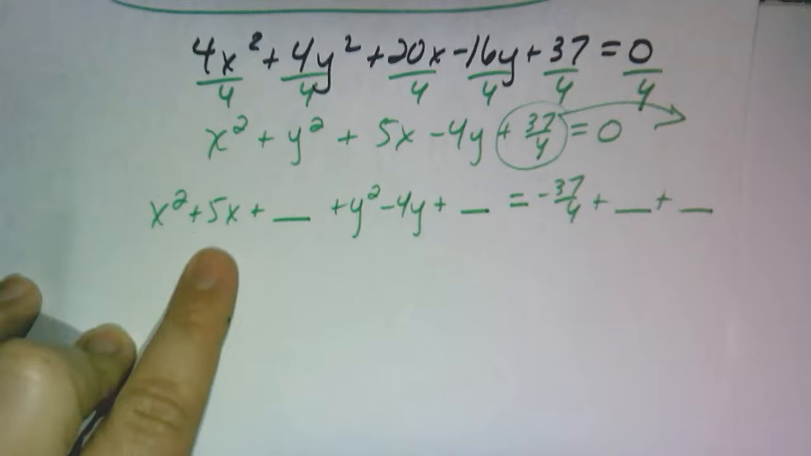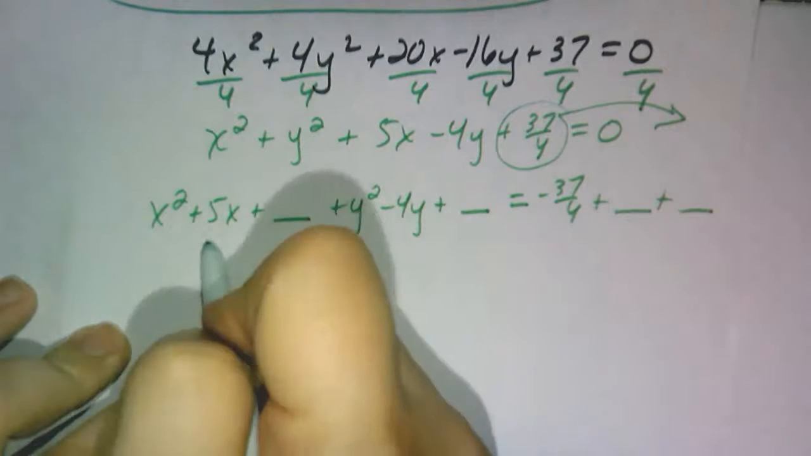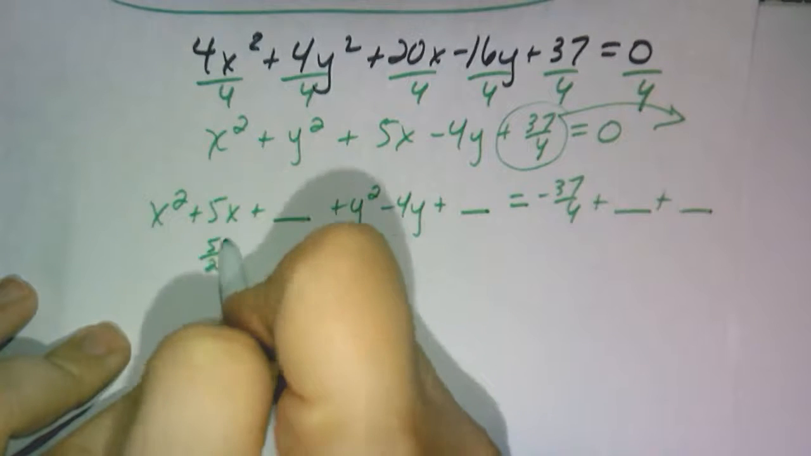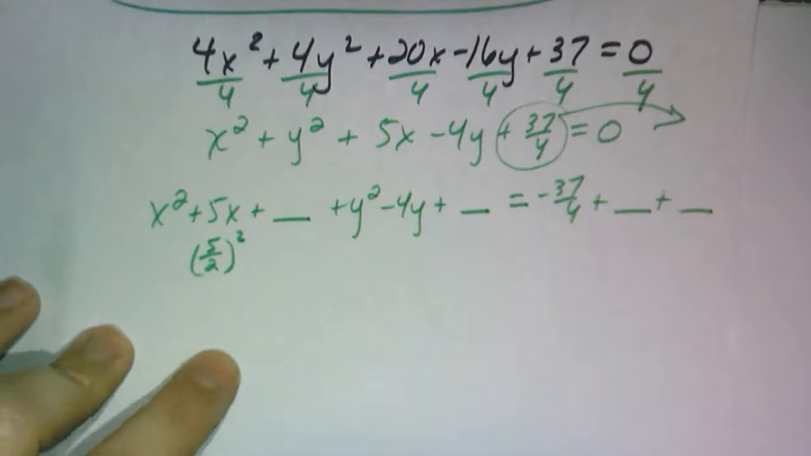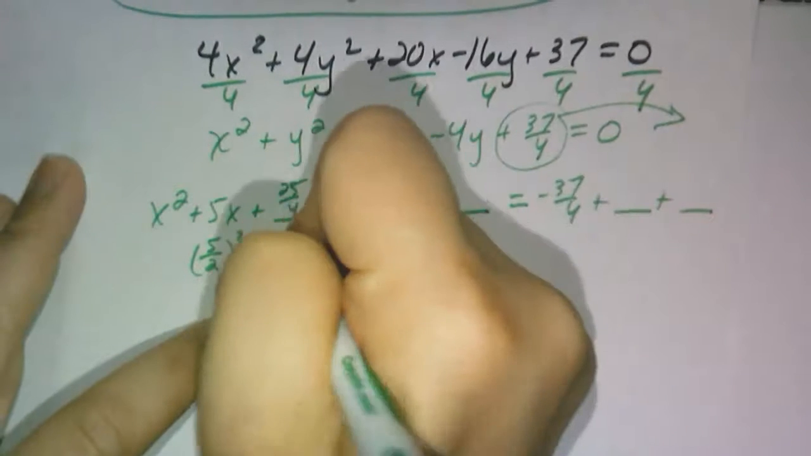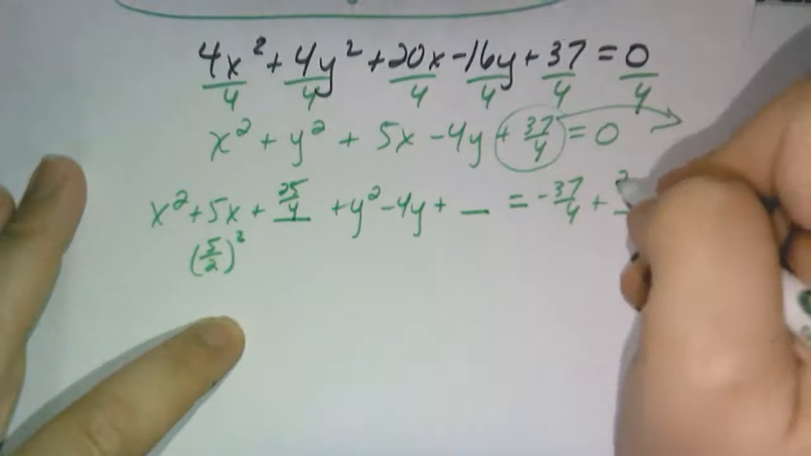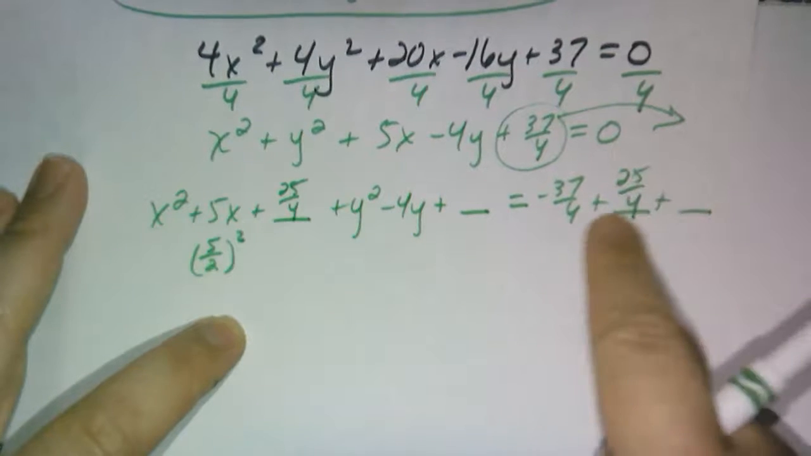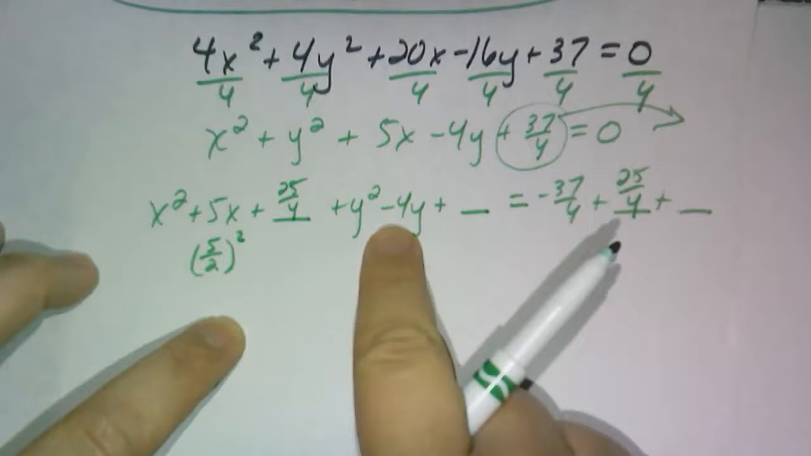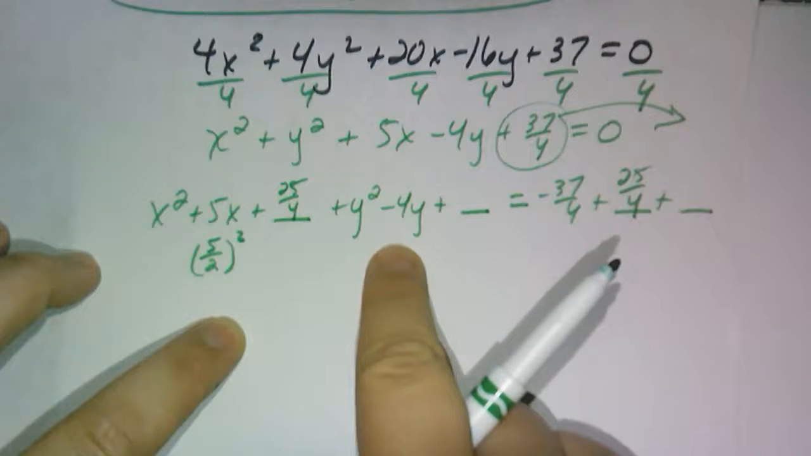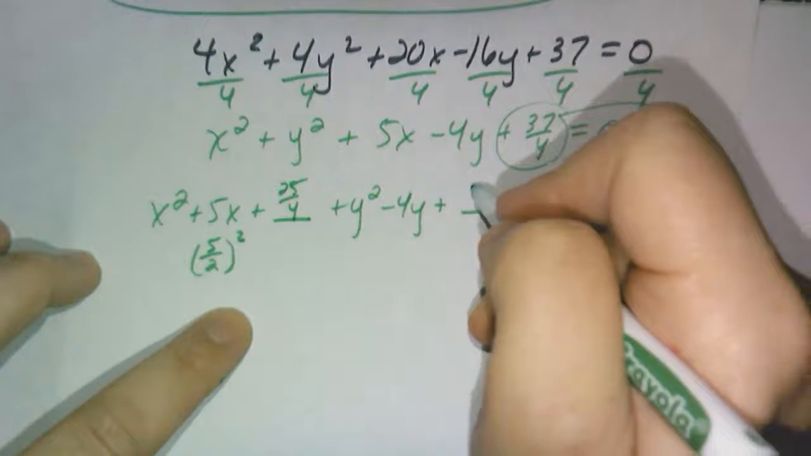What's half of 5 squared? 2.5. Okay, we'll do it like this though. Do 5 divided by 2 and square that for me. What would that be as a fraction? 25 over 4. There's a reason I'm doing it like this. Put 25 over 4 here. Couldn't you add those together now? Right? Okay. And then what's half of -4 squared? That one's easy. 2 squared is 4.